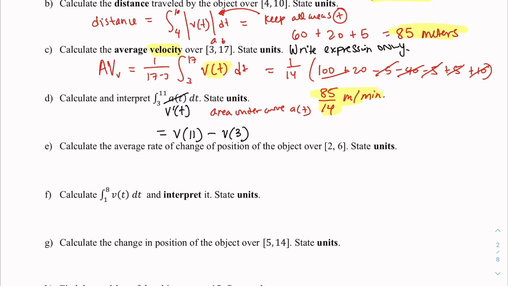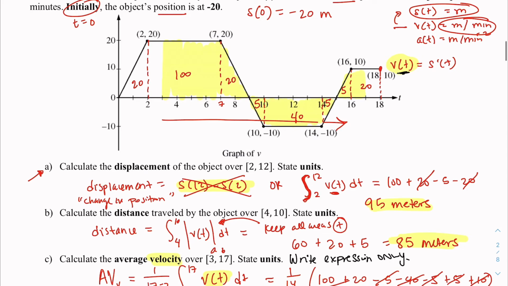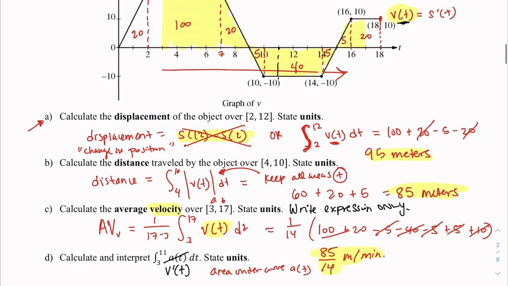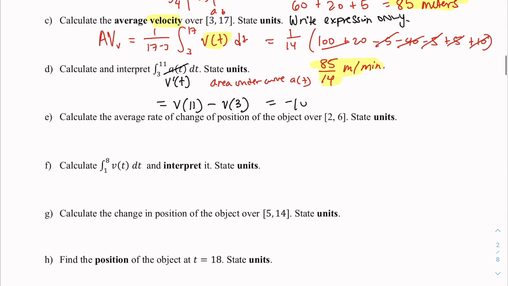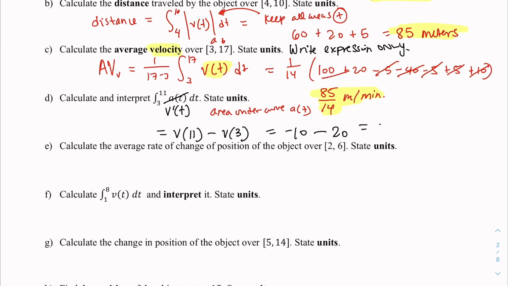Oh, we can actually solve this now. We can find v of 11 because this is the v graph. Well, v of 11, well, here's 11. It'll be negative 10 minus, and then v of 3 is 20. The answer is negative 30.